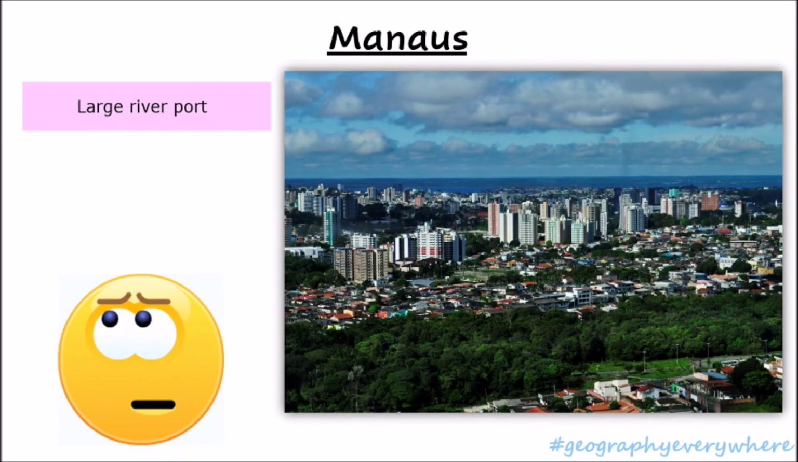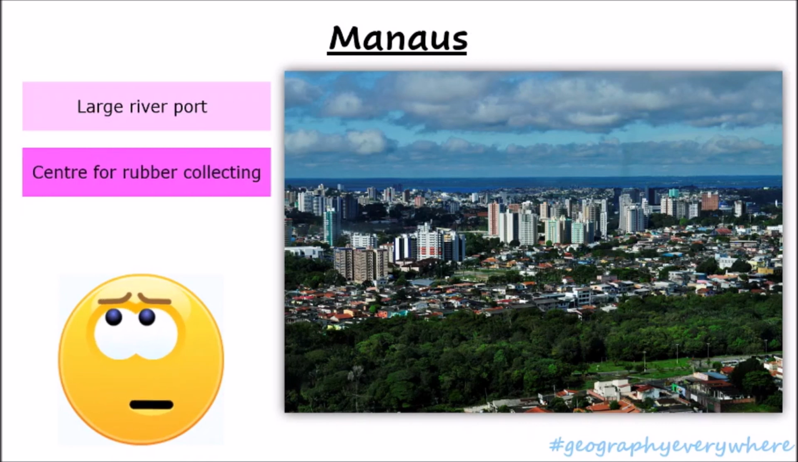Manaus is a large river port. This is what the city looks like. The river is used to export and import goods. In the late 1800s, when the Industrial Revolution was going on in Europe, Manaus became a center for rubber collecting. Many wealthy European families settled in Manaus and brought their European art, architecture and culture with them.